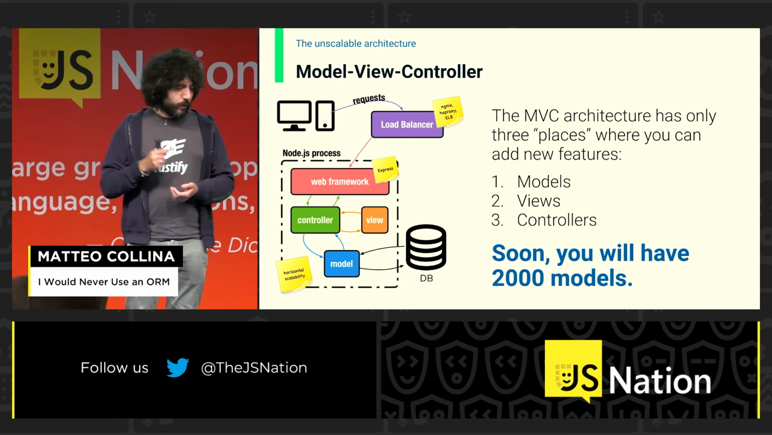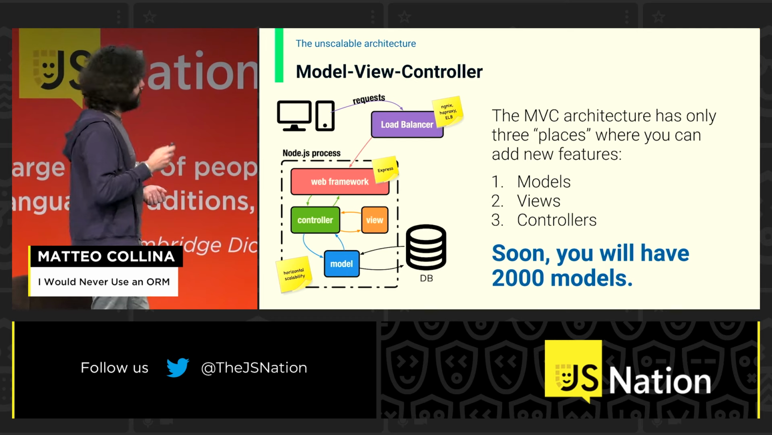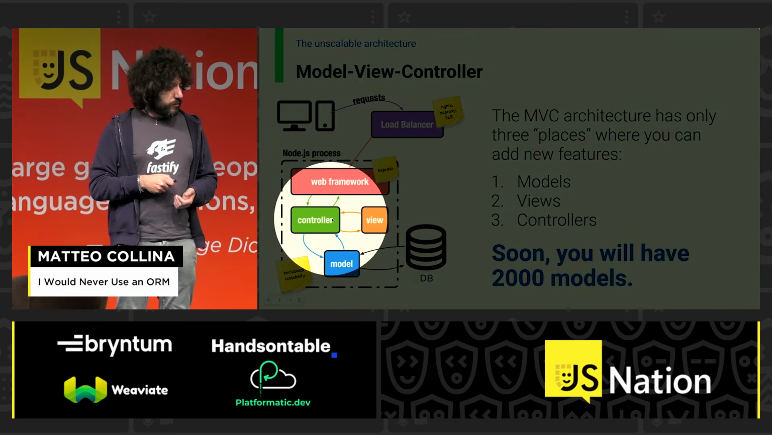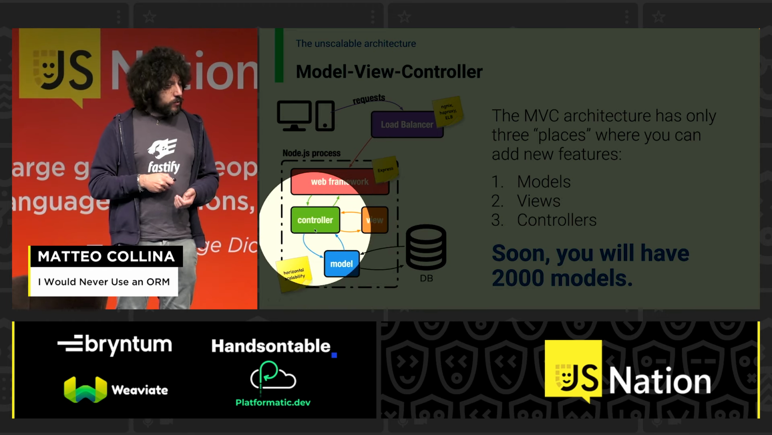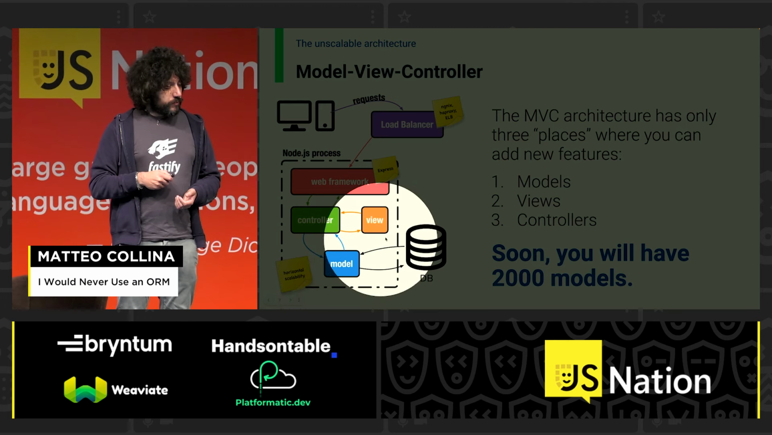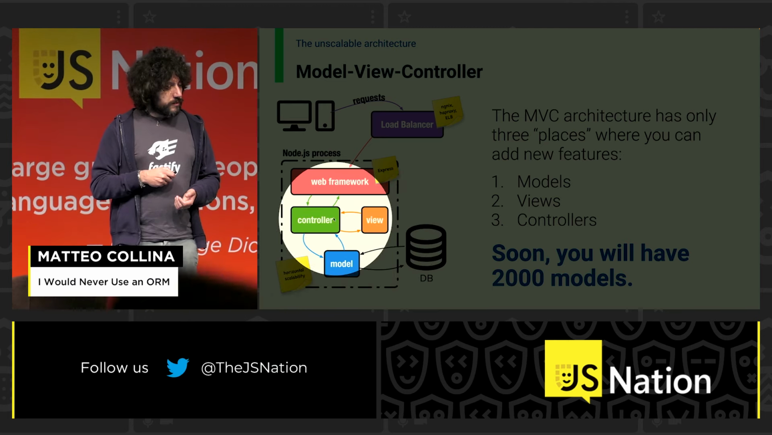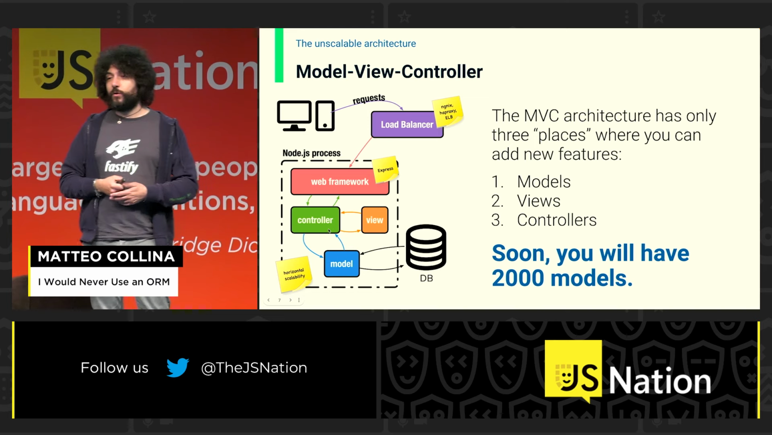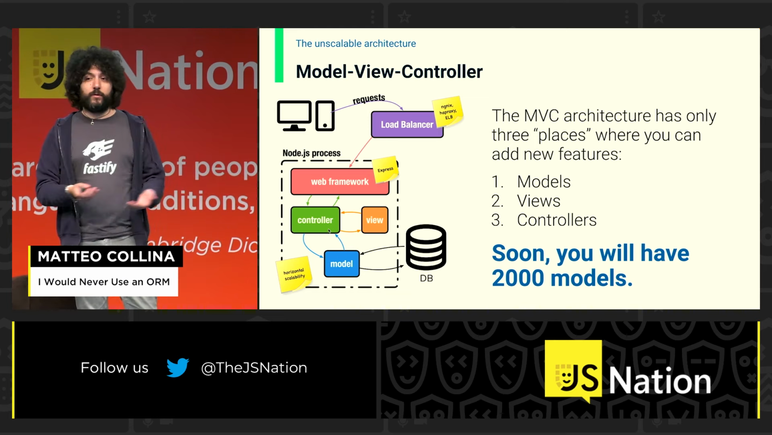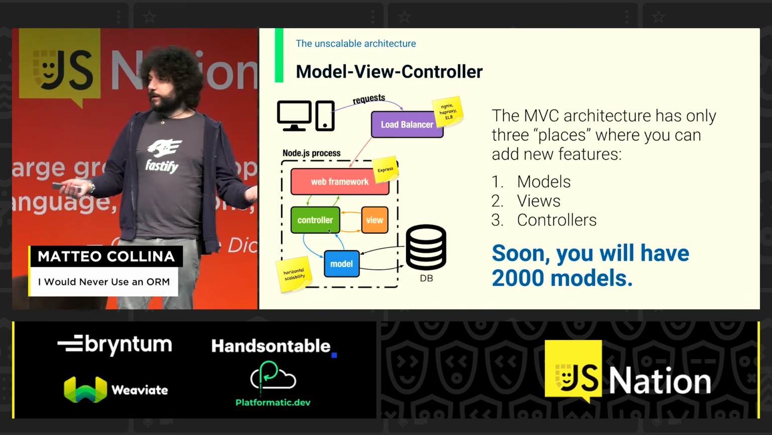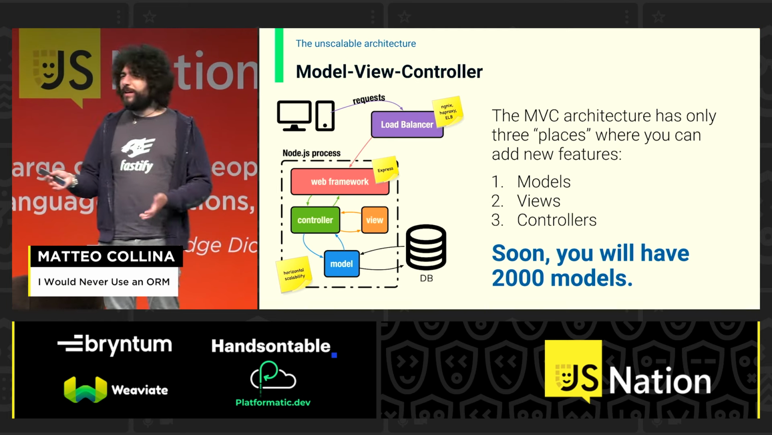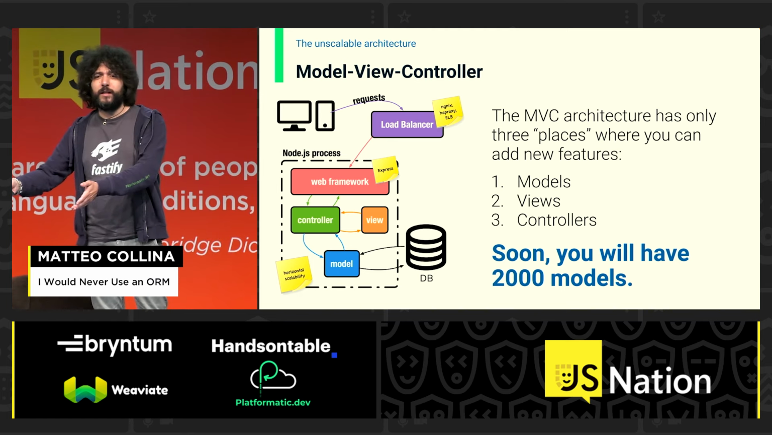Ouch! Now, what is the problem? The problem is actually easy to follow. If you're coding your Node web app or whatever, you have three boxes: the model, the view, and the controller. You want to code a feature, so you put the feature in one of your three boxes. Good, right?